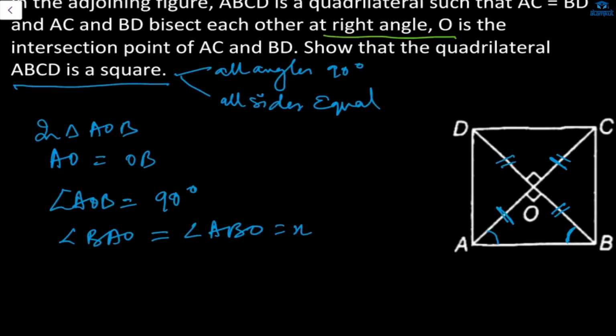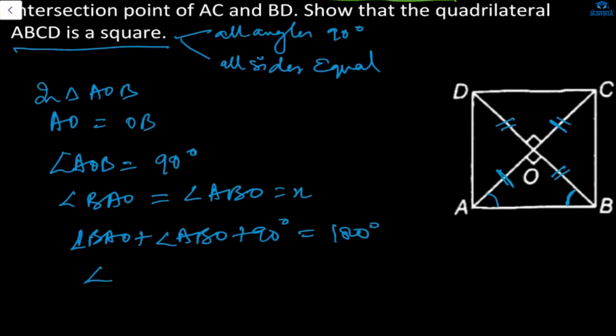So from the angle sum property, you will get that angle BAO plus angle ABO plus 90 degrees is equal to 180 degrees. So what we will get? Angle BAO is equal to angle ABO is equal to 45 degrees, because the sum is equal to 90 degrees and half of 90 degrees will be 45 degrees. Any doubt? No, ma'am, no doubt.